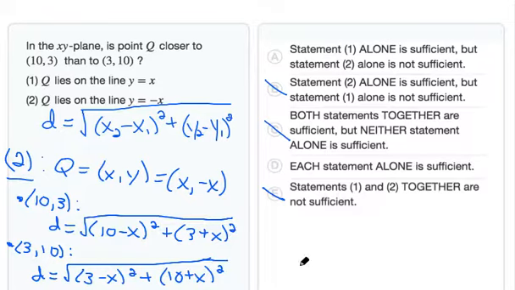If x is equal to 0, these distances would be equal because we would have 10 squared plus 3 squared here, and for the second point, 3 squared plus 10 squared, so the values would be the same. However, if x is any other value, these distances will not be equal. So Q would be closer to one of the 2 points. It depends on what x would be and where Q actually lies. Since the answer to the question is not definitive, this statement alone is not sufficient. So we can eliminate answer choice D, and our correct answer would be answer choice A. Statement 1 alone is sufficient, but statement 2 alone is not sufficient.